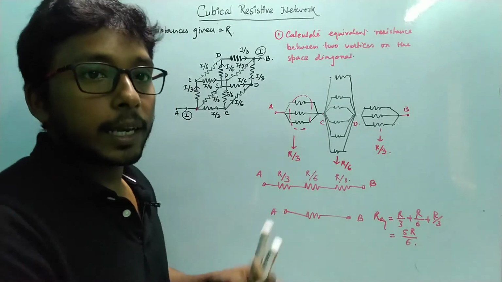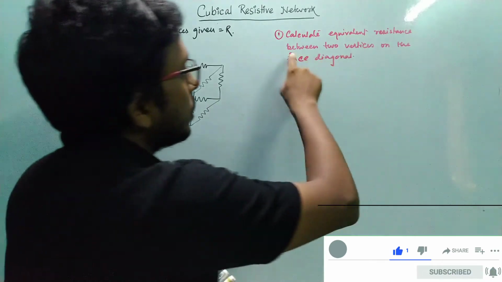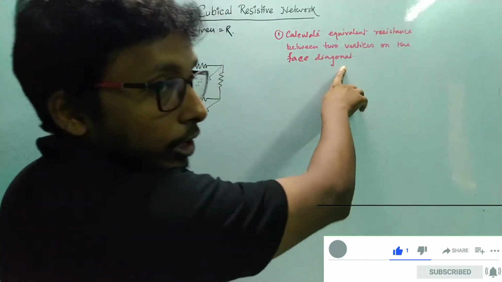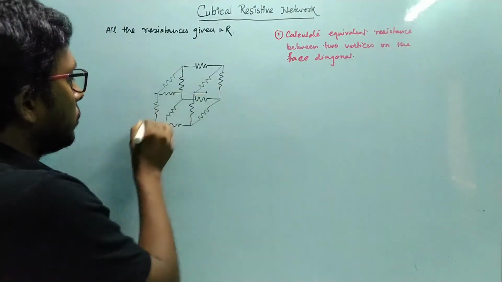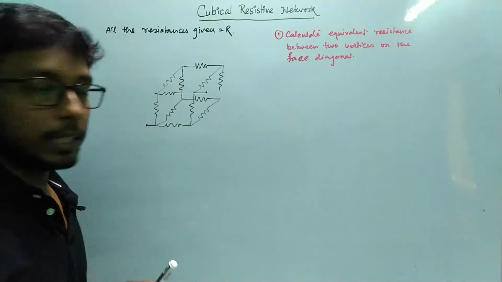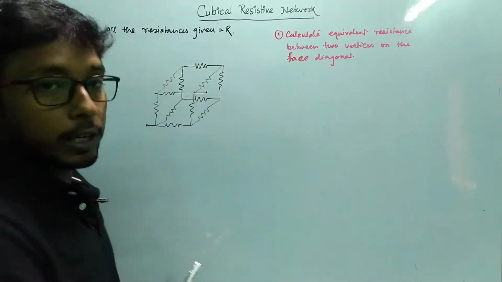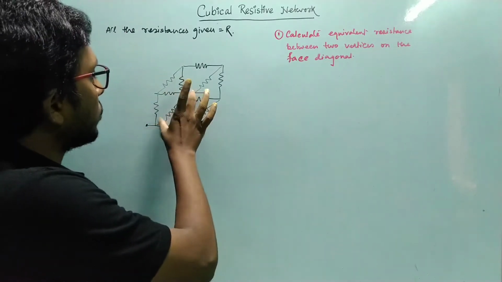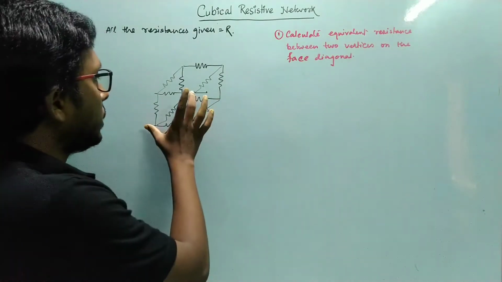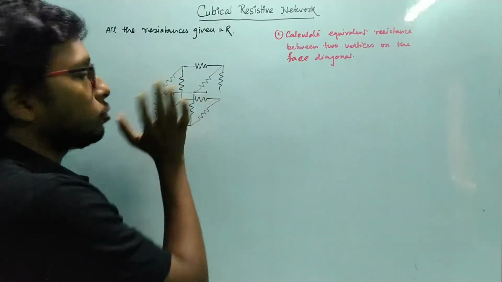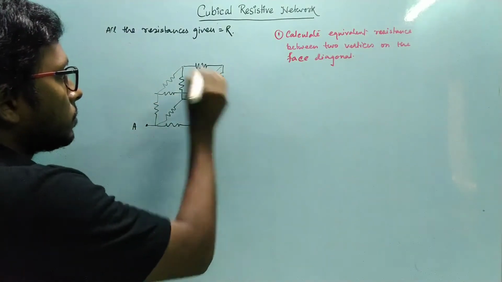Now let's see the second type of problem. Now I have to calculate the equivalent resistance between 2 vertices on the face diagonal. So this is the face diagonal, that is you have to take any one face of the cube and then diagonally connect 2 vertices. So these 2 are vertices on the face diagonal. I can take these 2 also, I can take these 2 also. For this problem, I am taking these 2 points and labeling them as A and B.